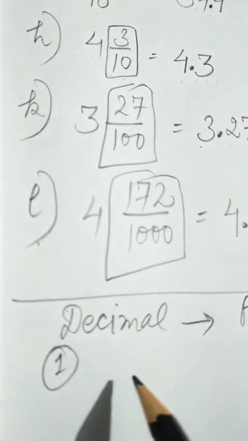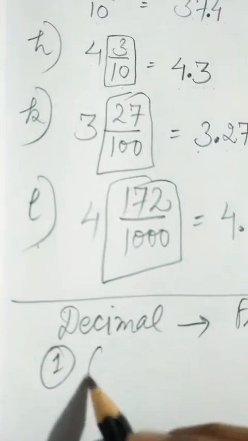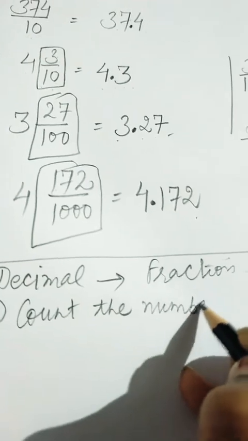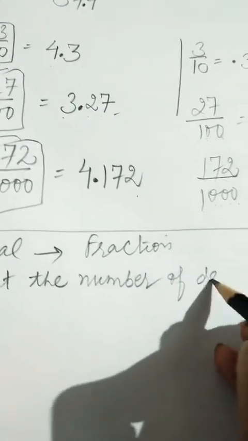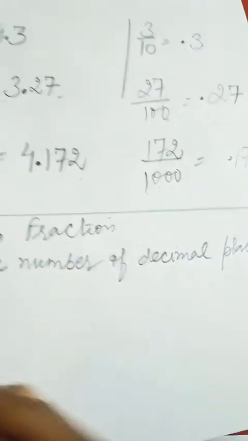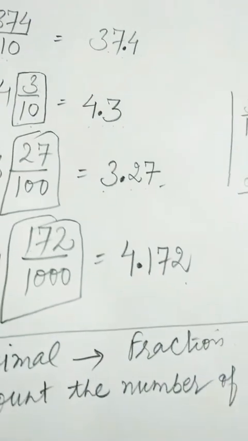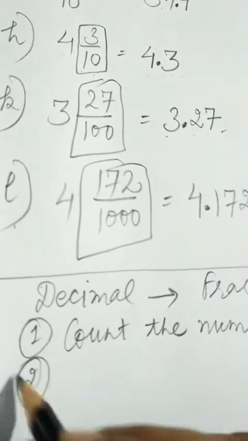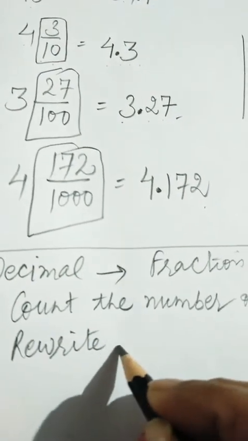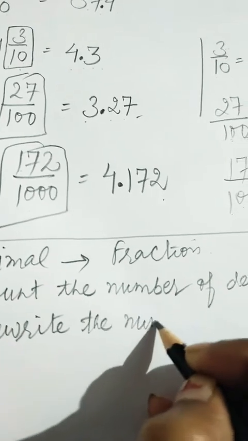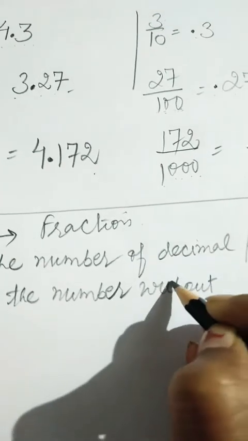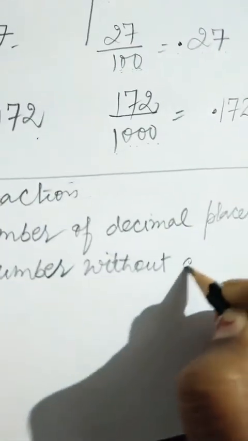First step is, count the number of decimal places. Yes, after that the second step is, rewrite. Rewrite मतलब दोबारा लिखो. Rewrite the number without decimal.